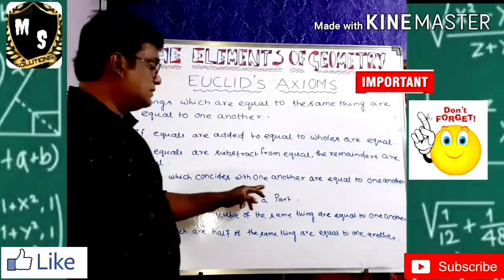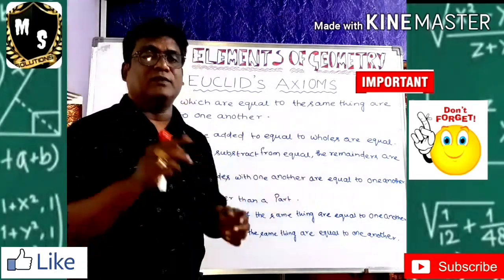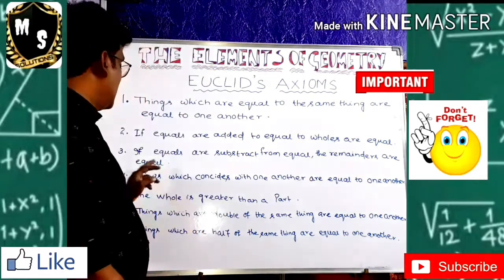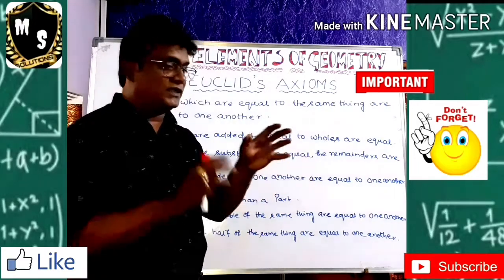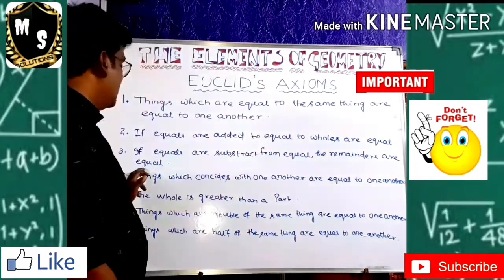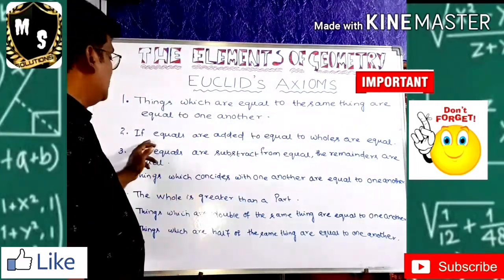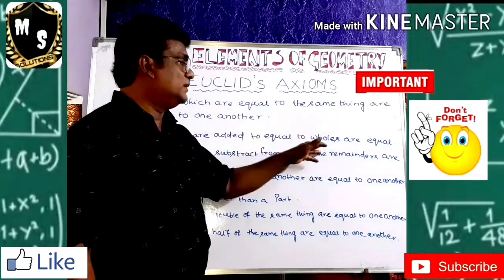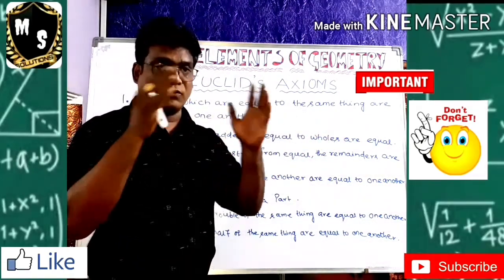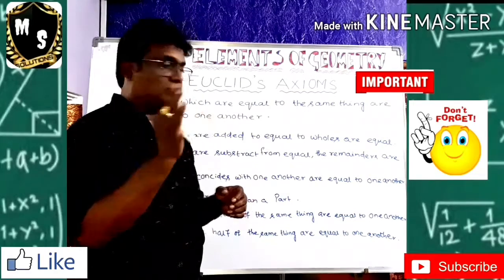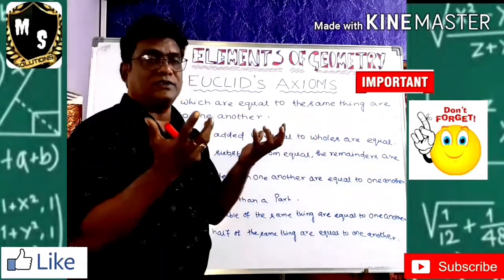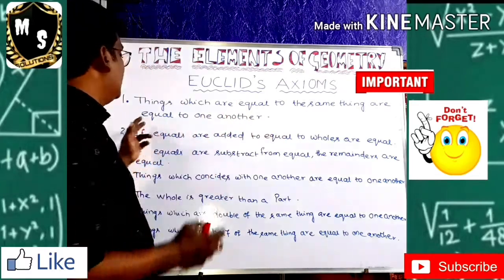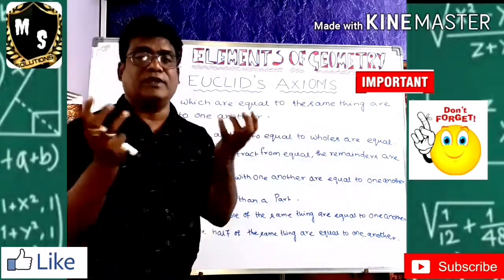Things which coincide with one another will both be equal to one another. And if equals are subtracted from equals, the remainder is equal. Then if equals are added to equals, then the whole will be equal to the both. Then things which are equal to the same thing are definitely equal to one another. They are resembling one another.